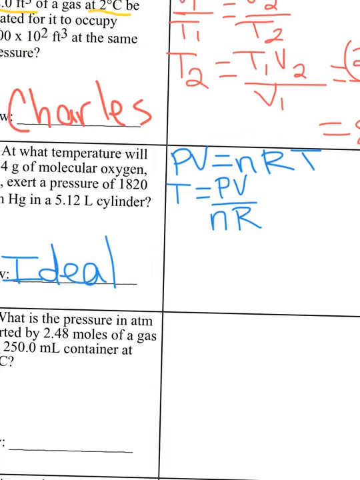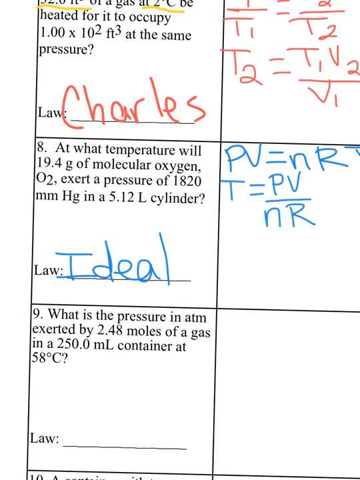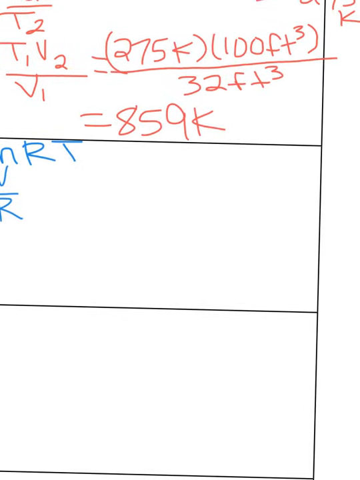Now, do you see the wrinkle? Do you see the little extra step the problem is making us do? Our equation gives us a variable for moles, number of moles, that's n. The problem gives us grams. Do you see what we need to do? We need to convert that 19.4 grams of molecular oxygen into moles. Okay, so don't forget everything you've learned in past units. You're going to need that knowledge. You're going to need those skills, okay?